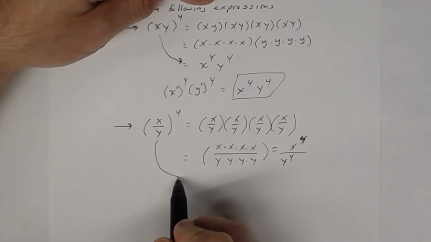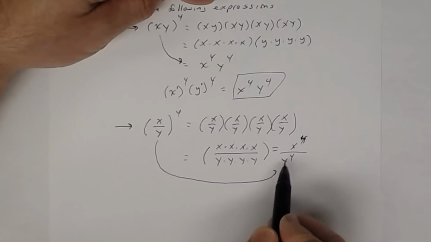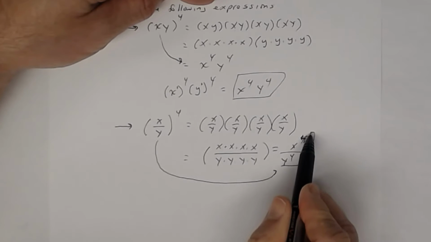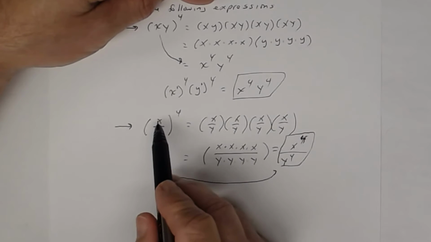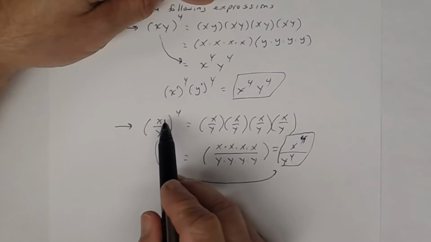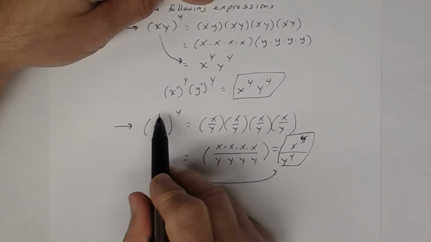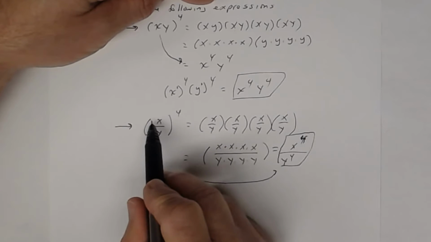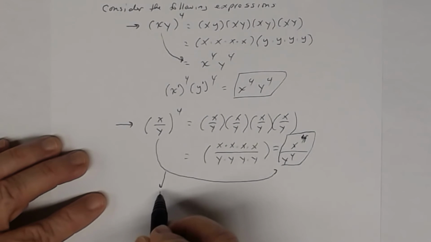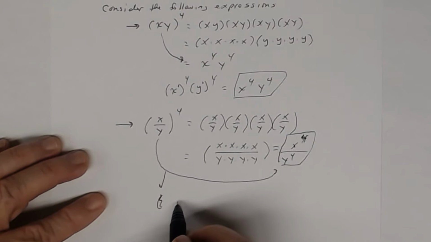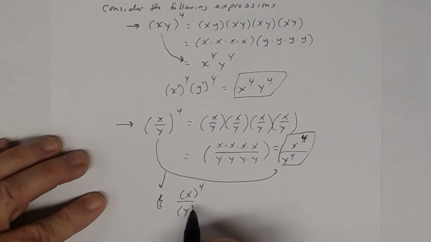If you look at this, to go from here to this answer here, what do you think you're doing to this base here? So if you think about it, you're taking the factor that's in the numerator, raising it to that exponent, right? So basically you're saying x to the 4th divided by y to the 4th.